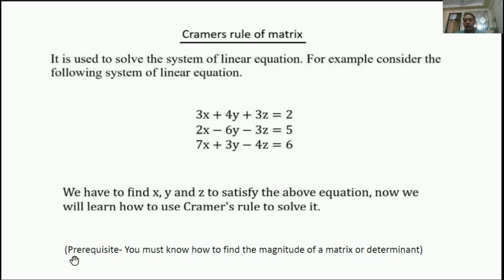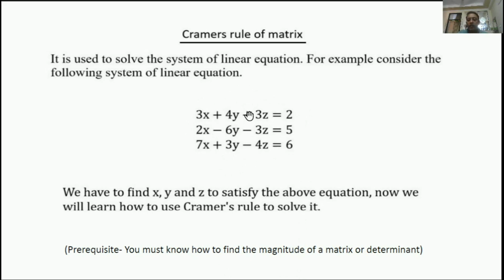Remember this thing, that I believe that you know how to find the magnitude of a matrix, or a determinant. In case you don't know, then you can learn that first. Right now, I believe that you know how to find the magnitude of a matrix. So this is the system of linear equations, and now we are going to apply Cramer's rule. It is very easy to understand.